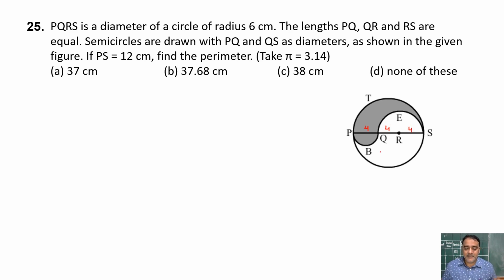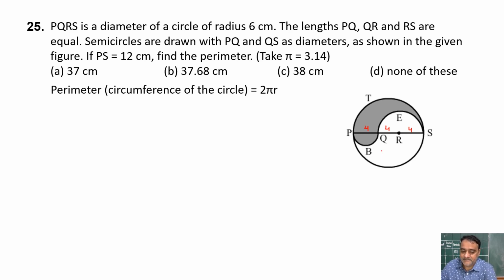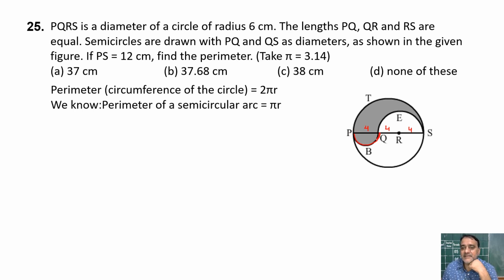Yes, sir. Right. And the perimeter of a full circle, we know the formula, that is circumference 2 pi r. Okay. So the perimeter of a half arc, not full, is pi r. Okay. The perimeter of a semicircular arc is pi r. This formula we are going to use. So first this one, then this one, then we are taking this one. So we have to add these 3 arcs.